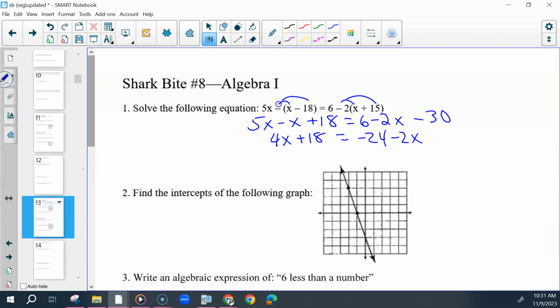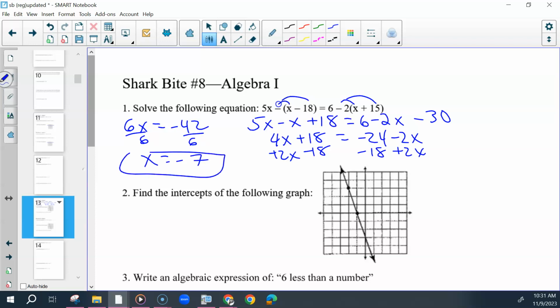At this point, how many solutions would we have? 1, none, infinitely many. 1, because we have different coefficients, so we're going to get one solution at the end. However you chose to move this, let's say I added 2x and subtracted 18. So we would divide both sides by 6 to get negative 7. Questions on that one?